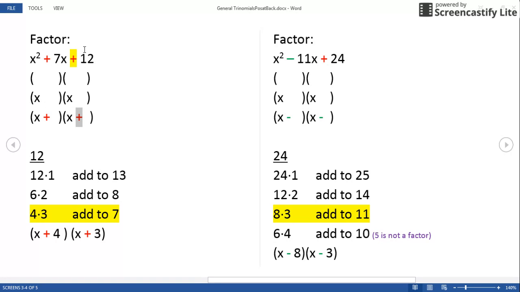We have to think of things that multiply to be the number at the back and also add up to be the number in the middle. When the signs are the same, we are adding to get what is in the middle.